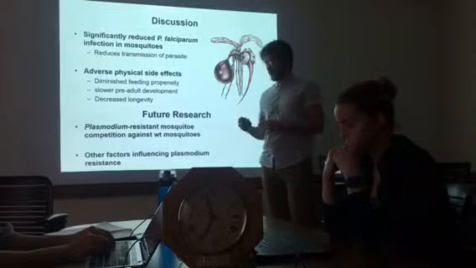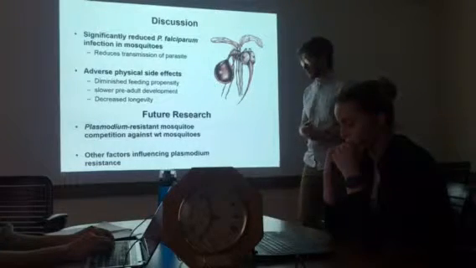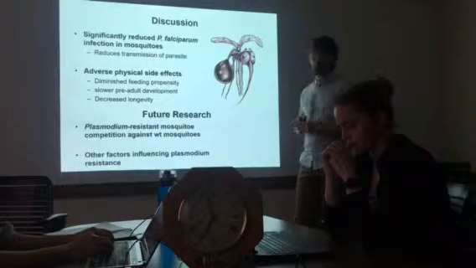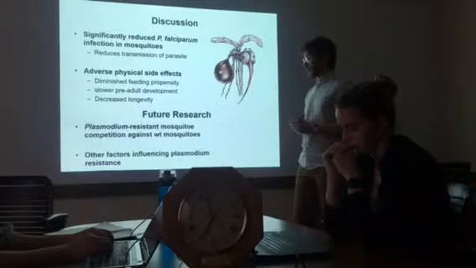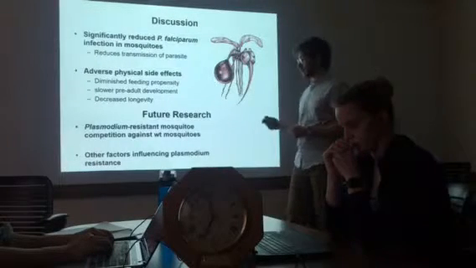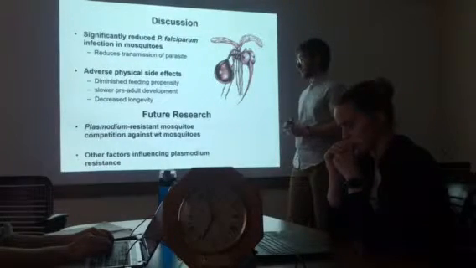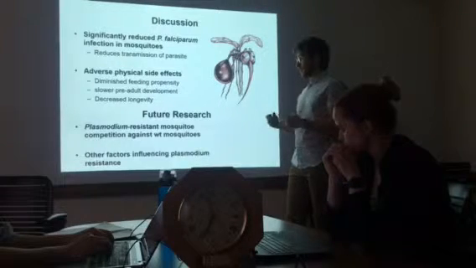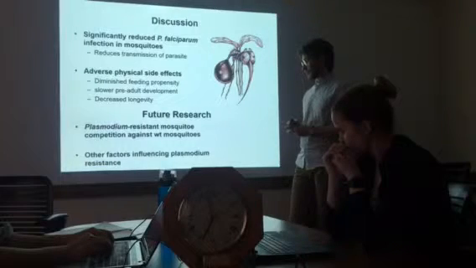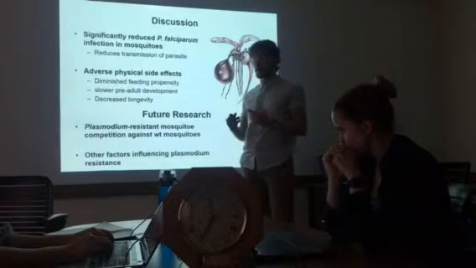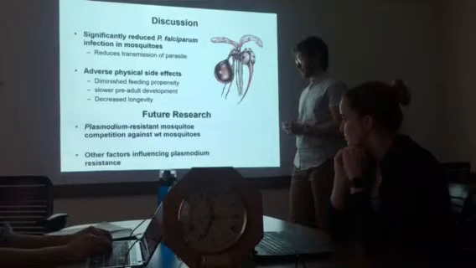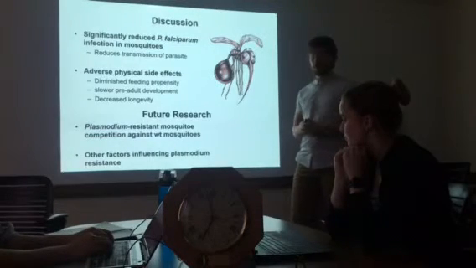So basically, what we can conclude from this paper is that there's significantly reduced Plasmodium falciparum infection in mosquitoes, and this reduces the transmission of the parasite. But the problem is that there are adverse physical side effects such as diminished feeding propensity, slower pre-adult development, and decreased longevity. So with this said, for future research, they need to look into Plasmodium-resistant mosquitoes, competition against the wild-type mosquitoes, let's say if they released those into nature. And they also should do tests on other factors influencing Plasmodium resistance, maybe other genes, and so forth.